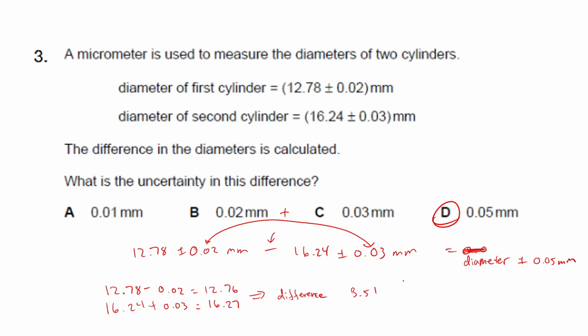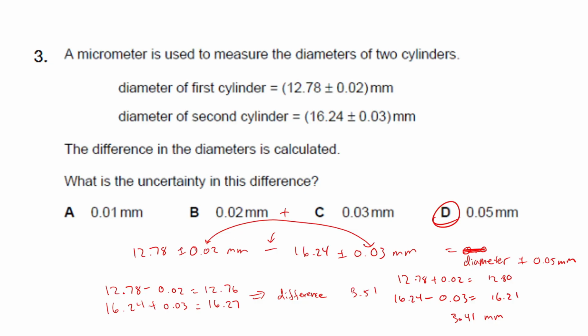And then if you try to make it as close as possible, 7 plus this, 12.80, and then 6.24 minus 0.03, so you get to 16.21. And it turns out this is going to be 3.41 millimeters.